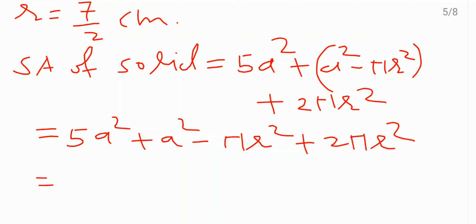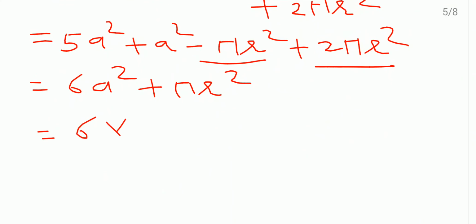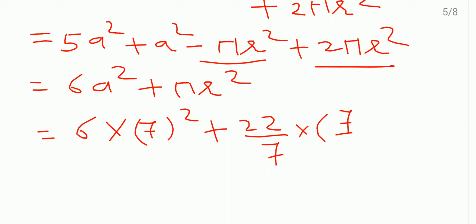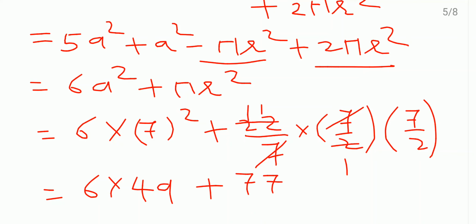Look here, 5a square and a square became 6a square. This one and this one, one is minus, one is plus, so 2 pi r square minus pi r square is nothing but pi r square. Now I'll substitute the values here. 6, side of the cube is 7, so 7 square plus pi, which means 22 by 7. And here the radius is what? 7 by 2, I said. As it is a square, 7 by 2, 2 times we'll write it down. We'll show the cancellation. 7 and 7 got cancelled here. 2 ones are 2, and this is 11. So here 6 into 49 plus 77 by 2.